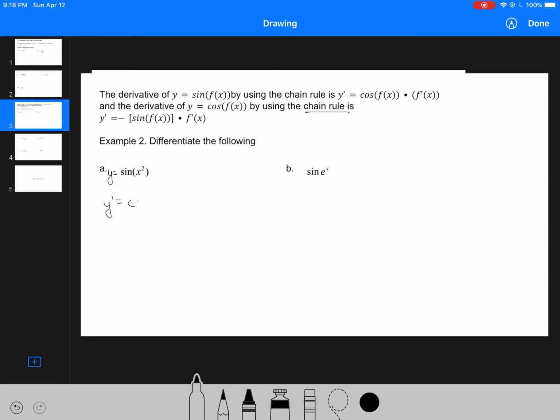So to take the derivative, the first thing that we're going to do is take the derivative of the outside function, and we're going to leave the inside function the same. Then we're going to multiply by the derivative of the inside function, and then simplify our final answer.